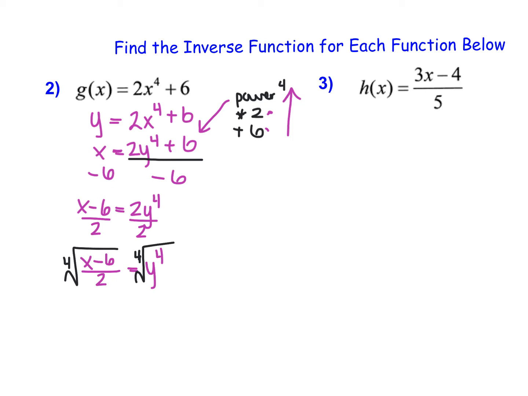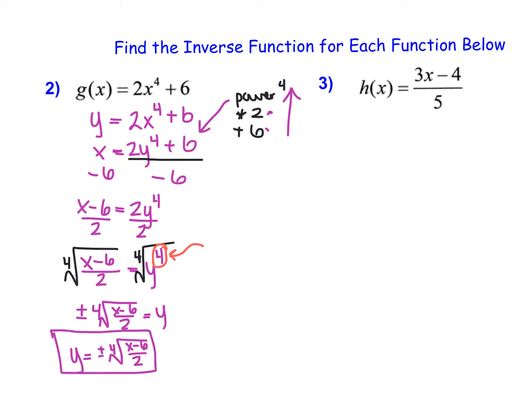Now, because I'm taking the fourth root of this even power, remember when we do that, we have to account for the fact that there is a positive and negative version because it is an even power. So here, my final answer is going to be plus or minus the fourth root of (x minus 6) over 2 is equal to y. So if I were to write my inverse function, that would just be y equals plus or minus the fourth root of (x minus 6) over 2.